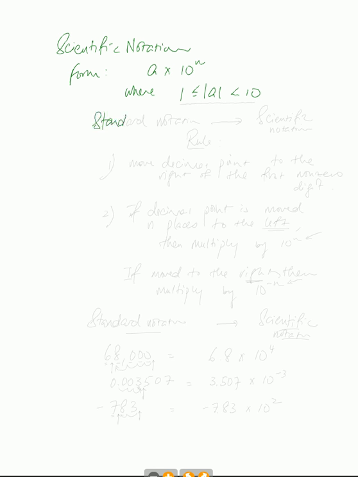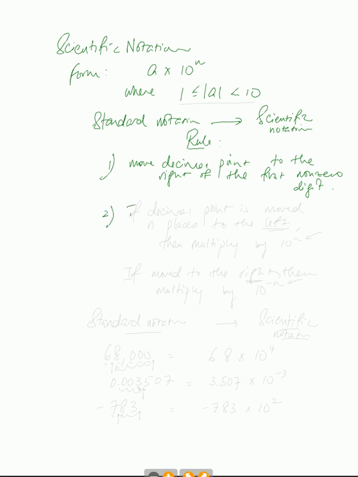So let's talk about going from standard notation to scientific. If we give you the number in standard notation, how do you write it in scientific notation? The rule is this. Step 1, you're supposed to move the decimal point to the right of the first non-zero digit. Okay, that's the first thing.